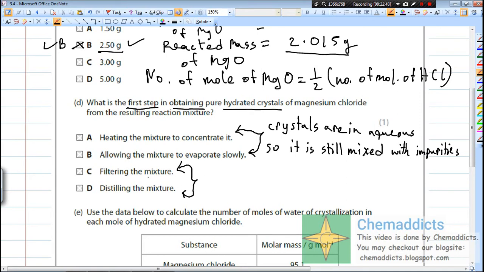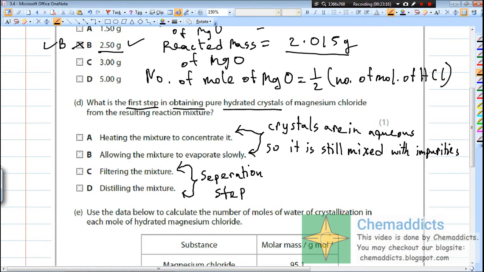The filtering would separate the crystals from the aqueous solution. Distilling the solution would also separate the crystals from the solution. So this is the actual separation step.